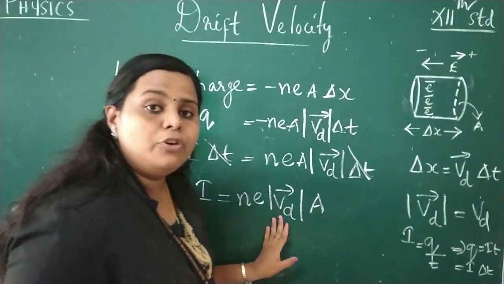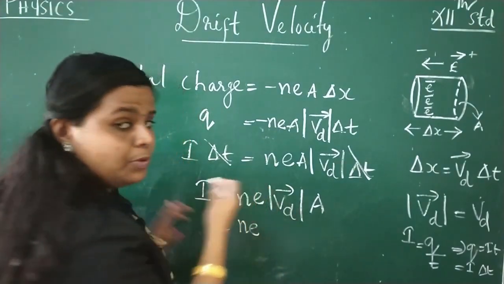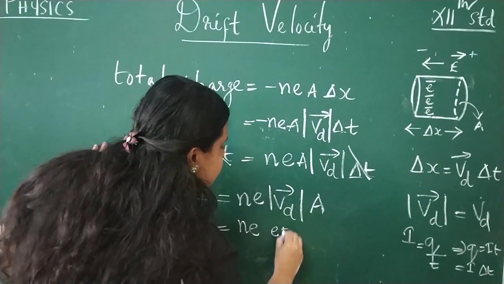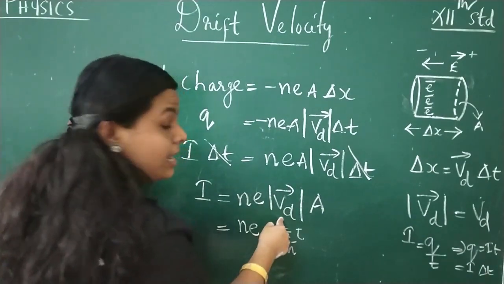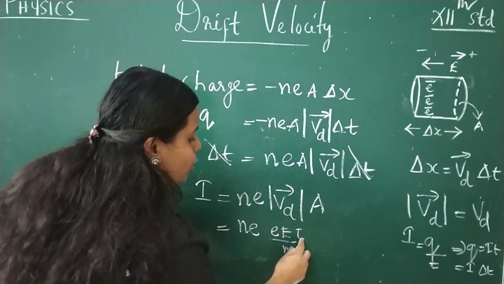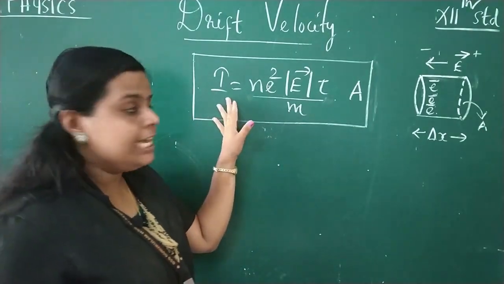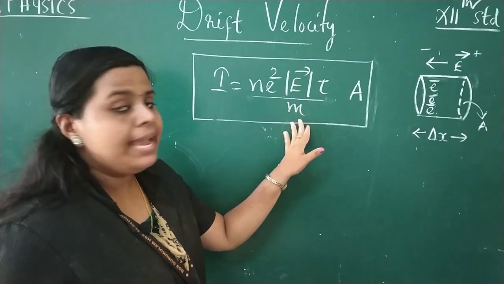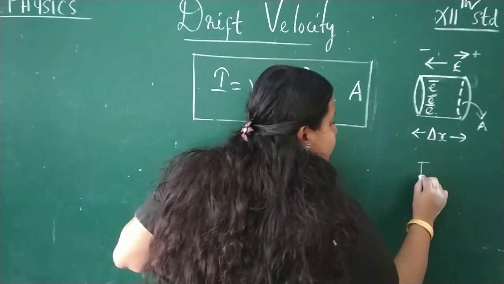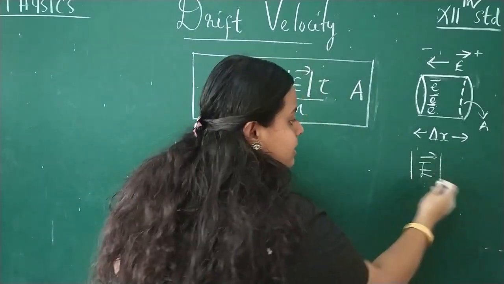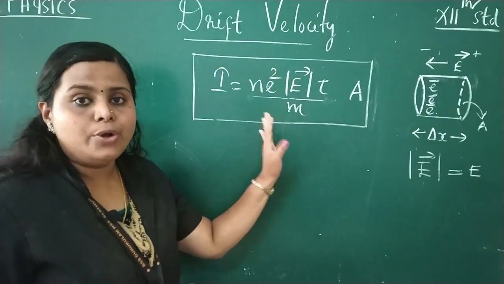Now recall the expression for the drift velocity. Recall the expression for drift velocity, that is minus e tau E divided by m. Here we are not considering the sign since we are considering the magnitude only. So e tau E by m into A. So here we have the expression for current, that is n e square E tau by m into A, where this E is the magnitude of electric field, just as we said for drift velocity.